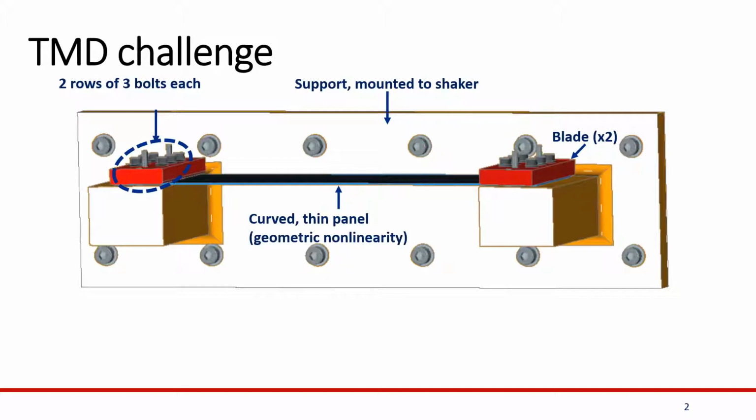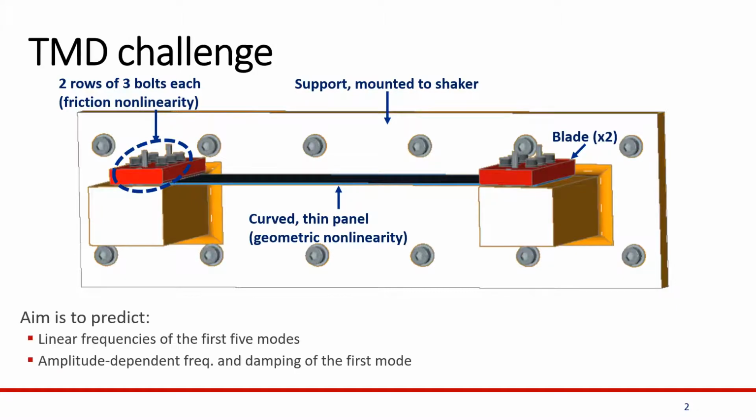Now the curved thin panel results in geometric nonlinearity, and there is friction nonlinearity at the contact surfaces that are held together using bolts. Our aim is to predict the linear frequencies of the first 5 modes and the amplitude dependent frequency and damping of the first mode.